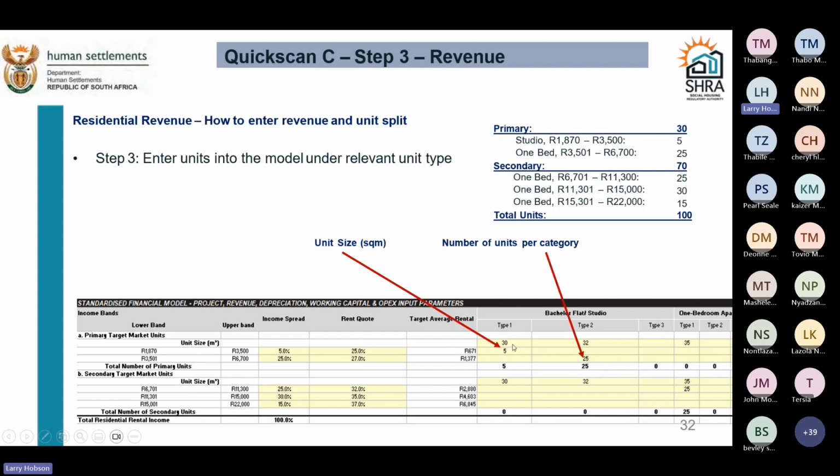So in this case, we've got a 30 square meter unit of a bachelor flat, 5 people occupying that one. We've got a type 2 is 32 square meters, and we've got 25 people occupying that one. Then if we go to secondary market, we've got 30 square meters and 32 square meters, but nobody occupying those. And we've got 1 beds at 35 square meters, and there are 25 people occupying those. So that's how to enter this table about the occupants.